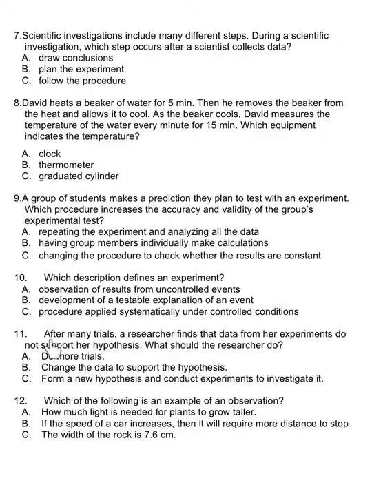Number 11. After many trials, a researcher finds that data from her experiments do not support her hypothesis. What should the researcher do? A. Do more trials. B. Change the data to support the hypothesis. C. Form a new hypothesis and conduct experiments to investigate it.